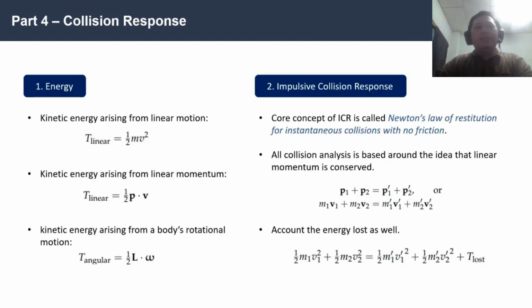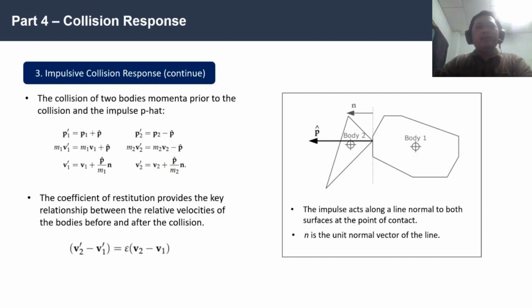Part 4 is about the collision response. The energy that we use is the kinetic energy here. And then the impulsive collision response is also a core concept for this part, and we use Newton's law as well. The next thing is that we use the PHAT method to calculate the collision and the impulse.